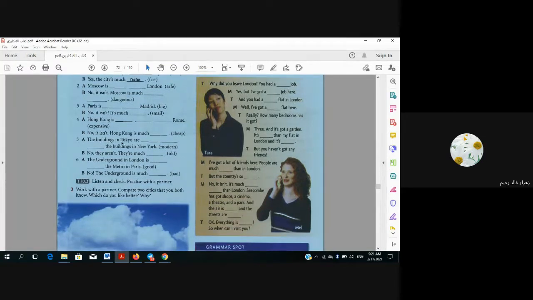The buildings in Tokyo are more modern than the buildings in New York. No, they aren't. They are much older. The underground in London is better than the metro in Paris. No, the underground is much worse. Yes, very good.